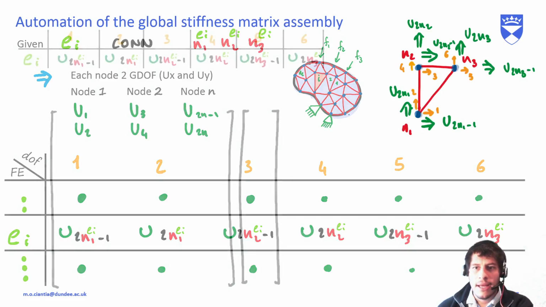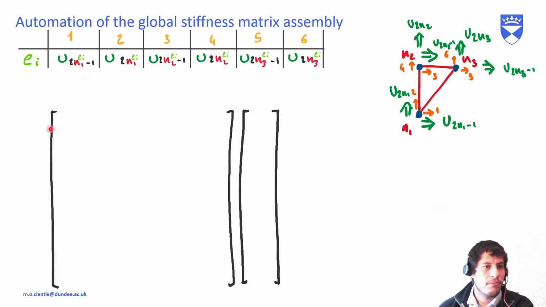So here we see the empty global stiffness matrix, and we have element I here. Just reported it. Now, you remember that in the global degrees of freedom, usually we put U1, U2, U3, U4, etc. So we have to put U2N1 of element I minus 1 at a given position, and U2N1 of element I is here, and so on. I didn't put I as a subscript here, but these are basically filling for element I.